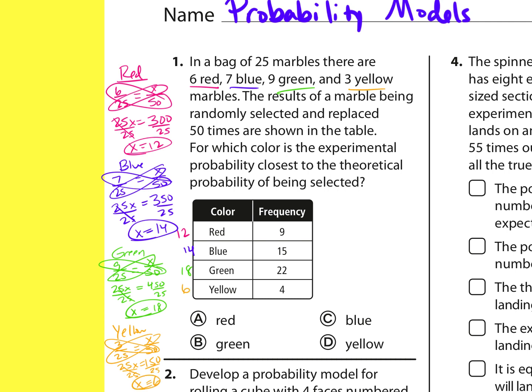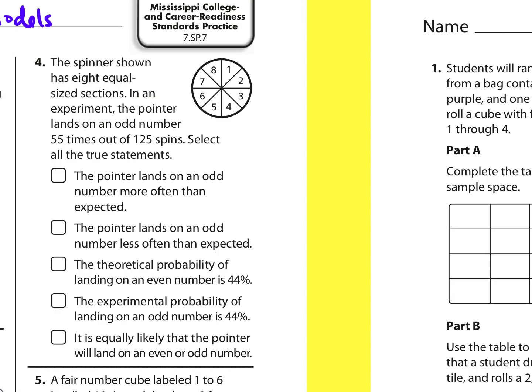So, which color is the experimental probability closest to the theoretical? Well, the experimental to the theoretical is 3 away for red. 15 minus 14 is 1 away for blue. 22 minus 18 is 4 difference for green. And 6 minus 4 is a difference of 2 for yellow. So the closest one was blue. Answer choice C.